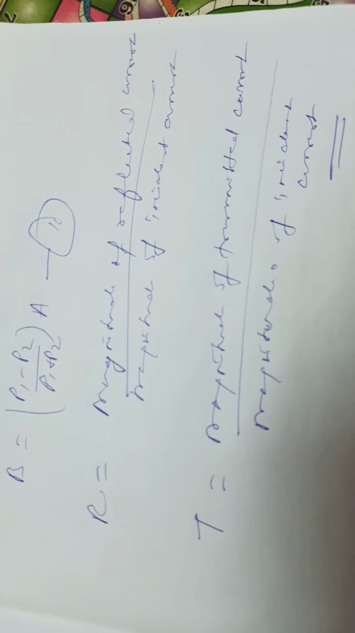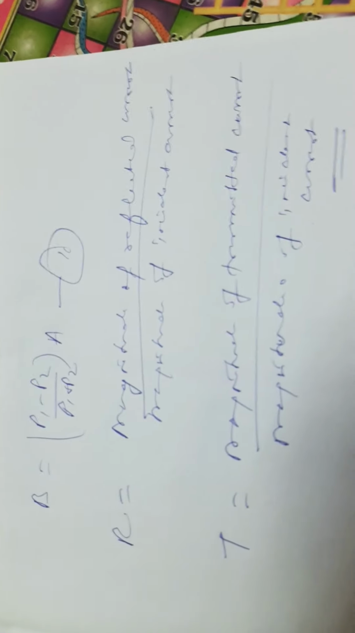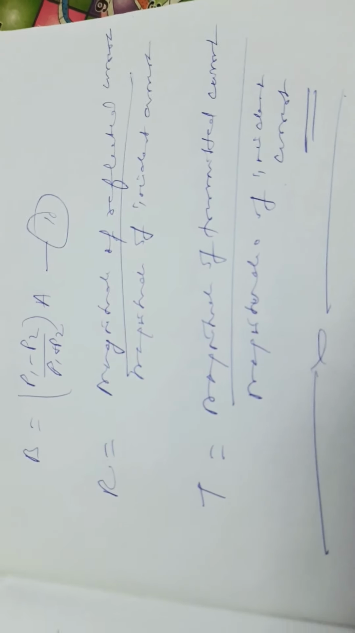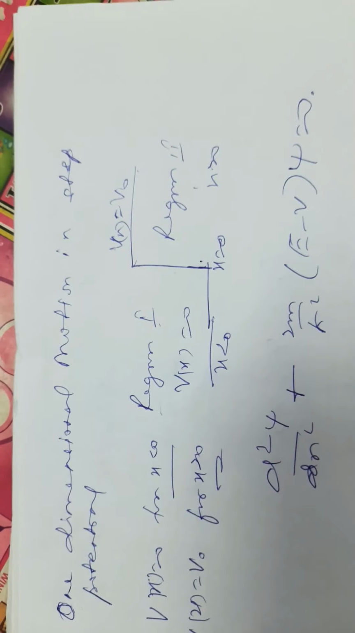Now we can find the coefficients in two possible ways: when E is greater than V naught and when E is less than V naught. We'll discuss this in the next lecture. So this is lecture 1 for this particular topic, that is one-dimensional motion in a step potential. So this is the first lecture.